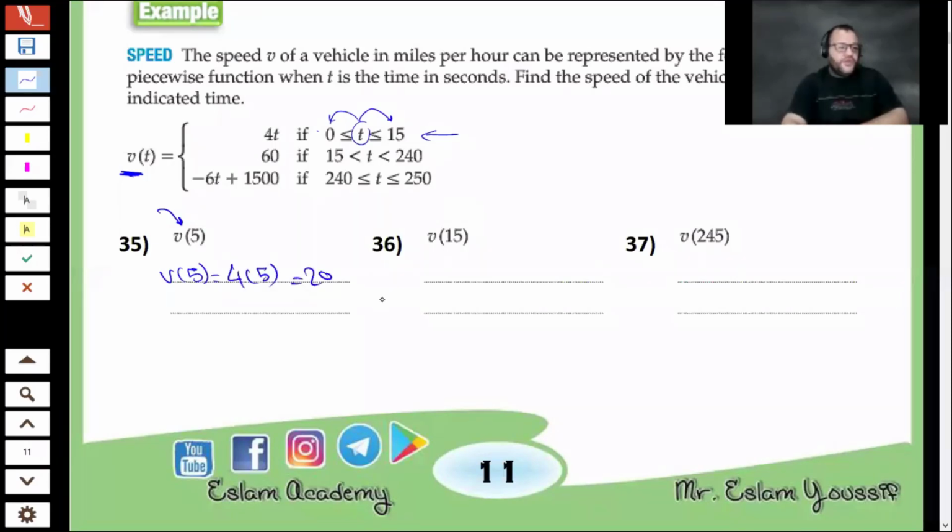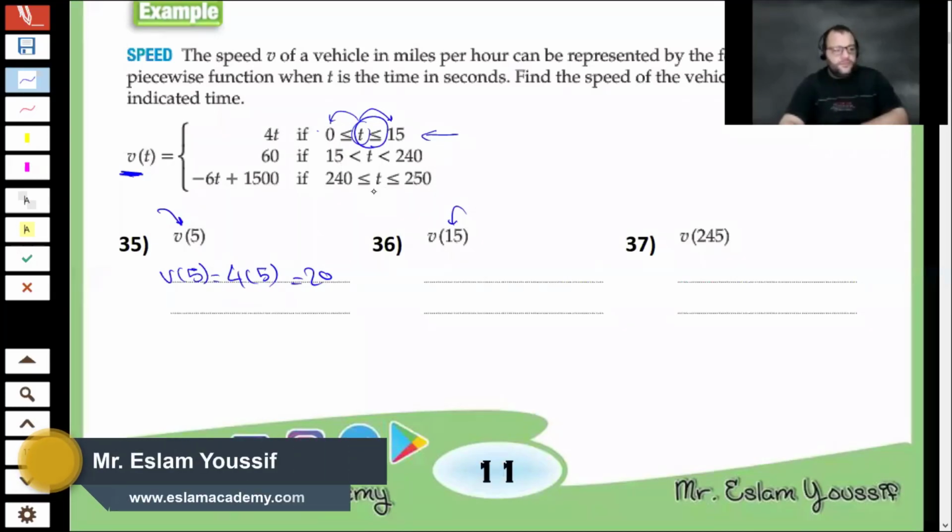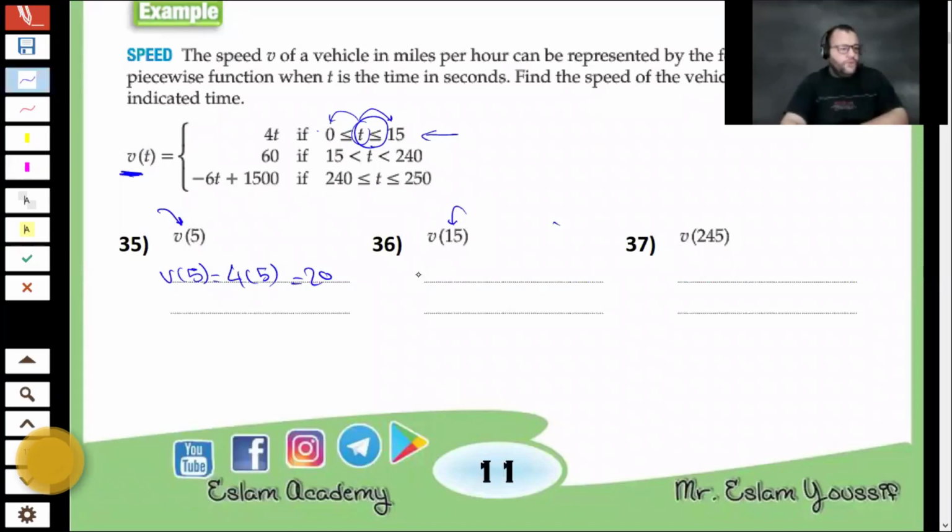We need v of 15. Which one will we use? The second one? No, the first one also, because that's smaller than or equal. 15 is included in the first one, and not included in the second one. So for v of 15, there is no t to replace, so I will use the first one. It will be v of 15, which is 4 times 15, which equals 60.